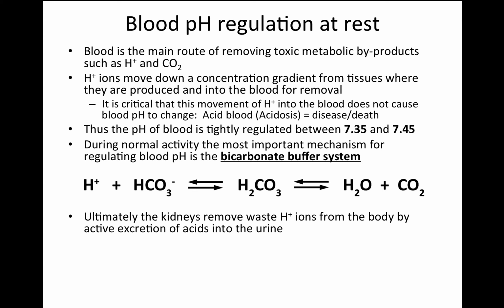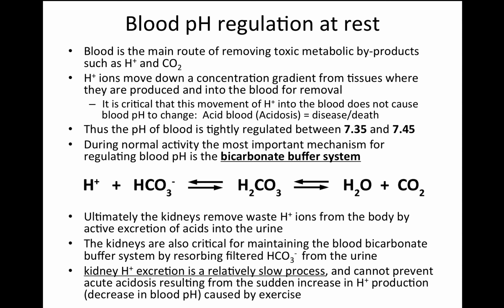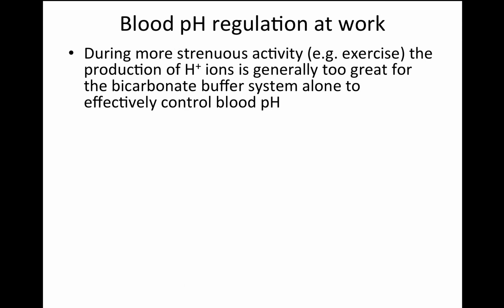Ultimately, the kidneys remove waste hydrogen ions from the body by active excretion of acids into the urine. The kidneys also play a critical role in blood pH regulation by establishing and maintaining the bicarbonate buffer system by resorbing filtered bicarbonate ions from the urine back into the blood, thus maintaining the large pool of blood bicarbonate ions required to buffer changes in pH ion concentrations. However, the kidney excretion of hydrogen ions is a relatively slow process and cannot prevent acute acidosis resulting from sudden increases in hydrogen ion production caused by exercise.